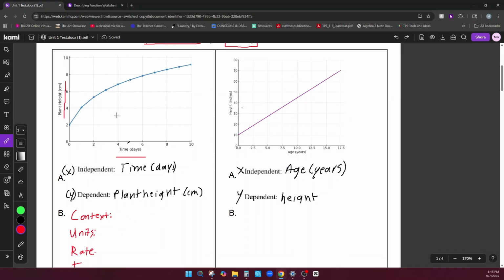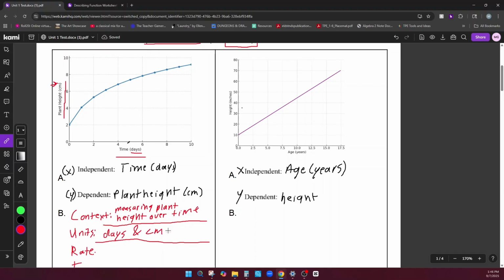So, the context of this graph is we are measuring plant height over time. That is what this graph is describing. That is the context for this graph. I'm just saying what the graph is describing. The unit is what am I using to measure? Am I using hours, inches, minutes? What am I using? So for my time, I'm measuring in days. So my units are going to be days, and my second unit is going to be centimeters.